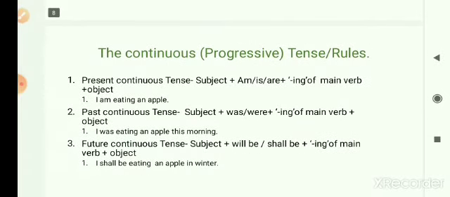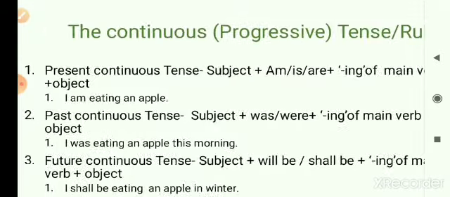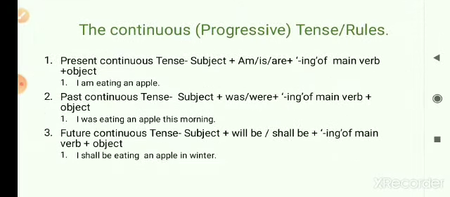The continuous tense. Present continuous tense. Here we have subject plus am, is, are plus ing of main verb. Whichever main verb you are going to use, you have to write ing with that main verb, plus object. For example, I am eating an apple. So I am using the main verb eat. With that I have to write ing. So I wrote ing. I am eating an apple.